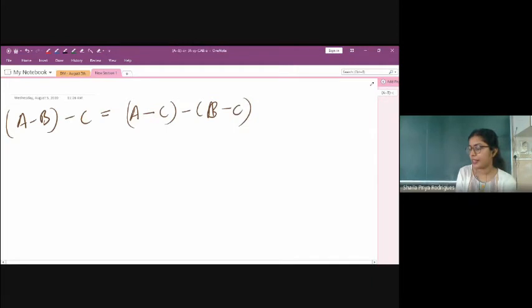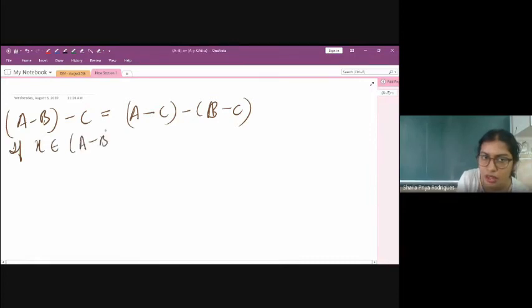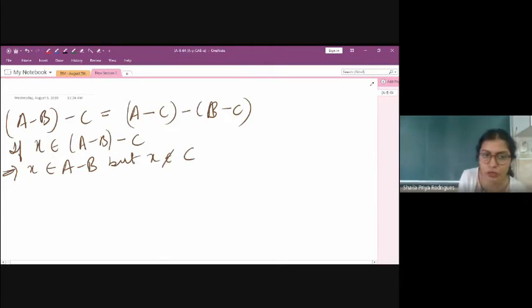All right. Yeah, take a random element in the first set. Same way of proving. You take a random element, let's say x in the first set, which is A minus B minus C. What does it mean now? If x is a part of the set, what does it mean? Then x is a part of A minus B, but not a part of C. All right. What do we want here? We want x belonging to the second set.